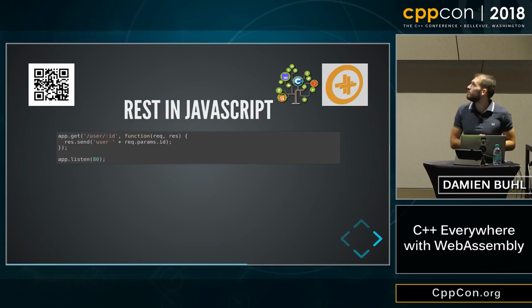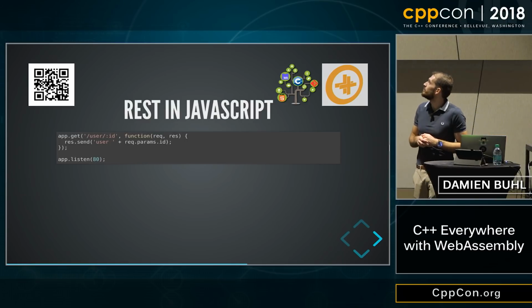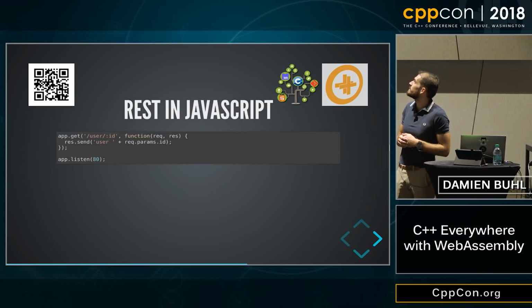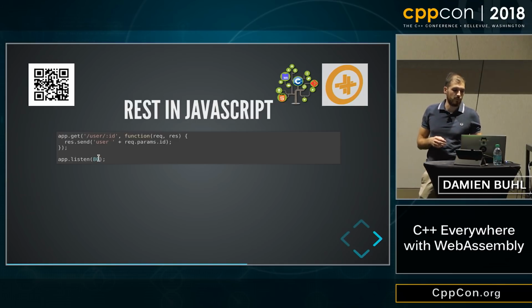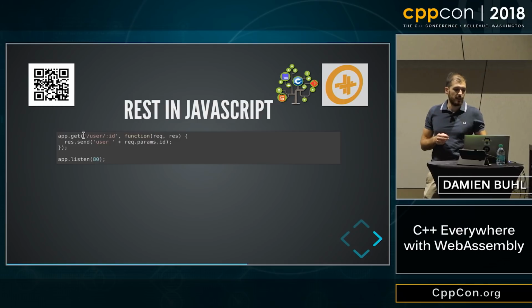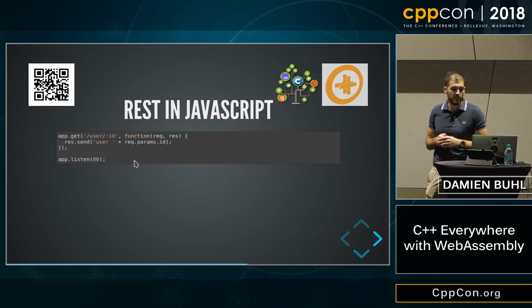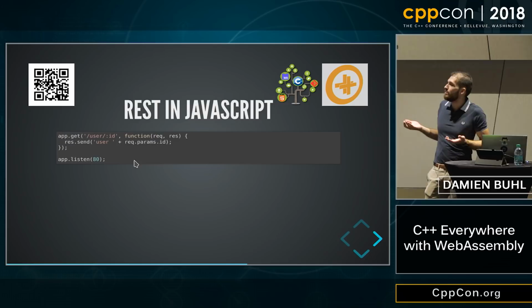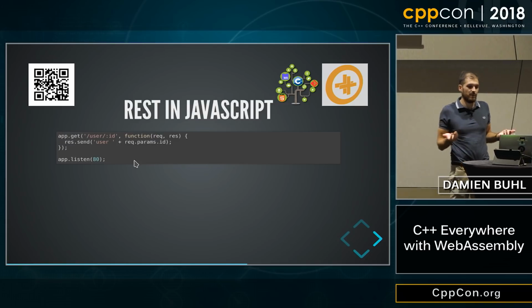And in JavaScript, typically people use the Node.js framework named Express.js. And so they can write, for a web server running at port 80, the default HTTP port, the URL user with an ID as a parameter and so on. In C++, we have such kind of stuff, but not for WebAssembly right now.